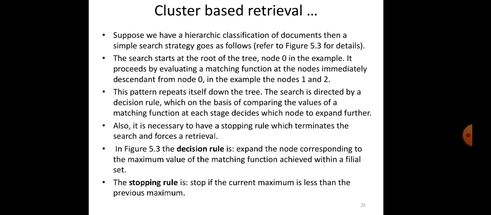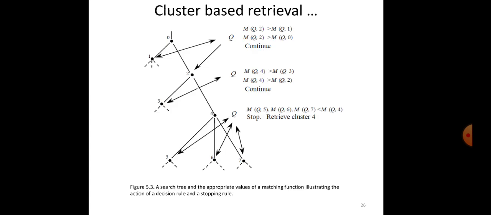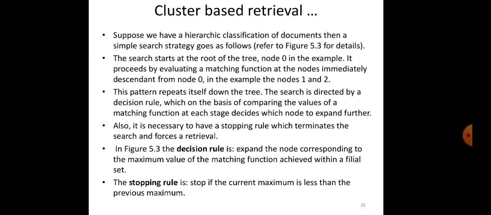we will first check that query with node 0, that means cluster 0. It proceeds by evaluating a matching function at the nodes immediately descendant from 0, here in the example 1 and 2. First we will start the search at 0, then we will descend to 1 and 2, then from 2 to 3 and 4, then from 4 to 5, 6, 7. Like that we will proceed. This pattern repeats itself down the tree.